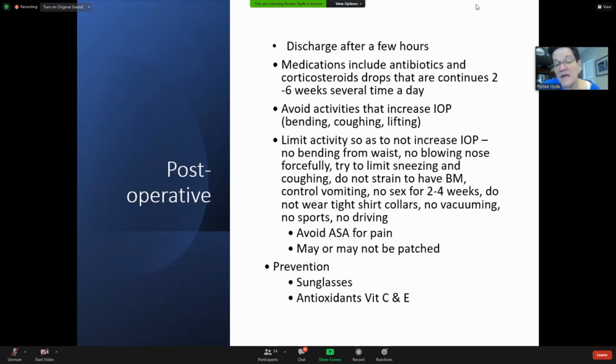Typically, they avoid aspirin for pain because of the increased risk for bleeding. And it depends on your surgeon's preference as to whether that eye may be patched or not. Typically, if it's patched, it's only patched for the first 24 hours. Again, we want to prevent these as much as possible. Sunglasses, those antioxidants, vitamin E, vitamin C.